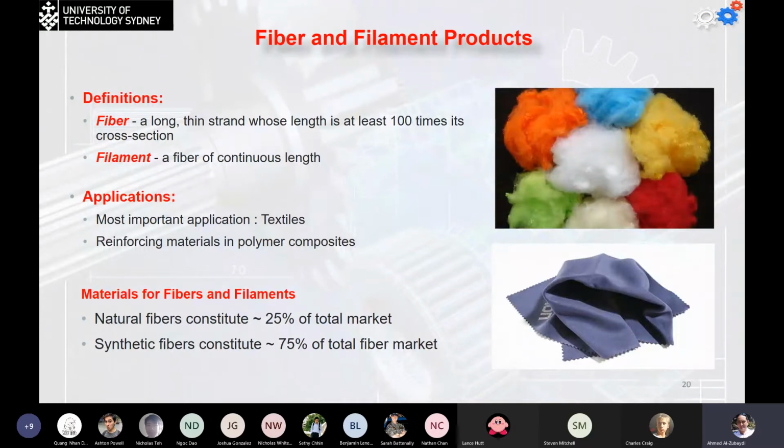Now, can you give me an example of polymer composites?